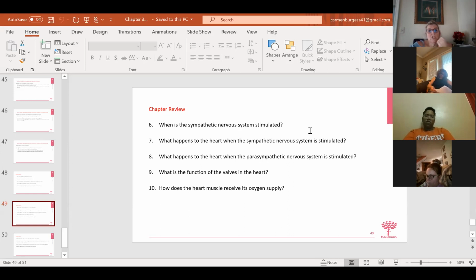So what's the function of the valves in the heart? They help blood flow in the right direction. Right, at the right time in the right direction, or else what happens? It backs up. Backflow. It's gonna backflow the blood and cause a blood clot. Right. How does the heart receive oxygen?